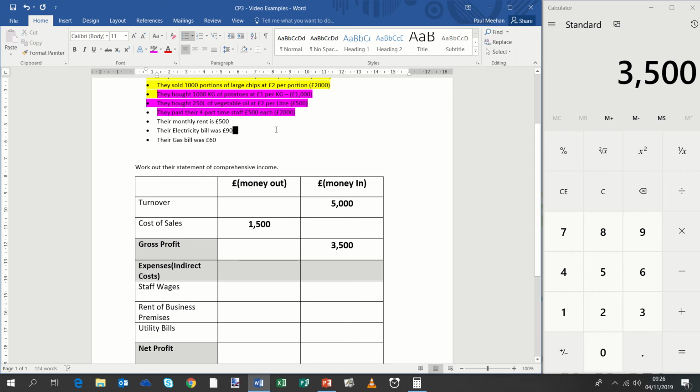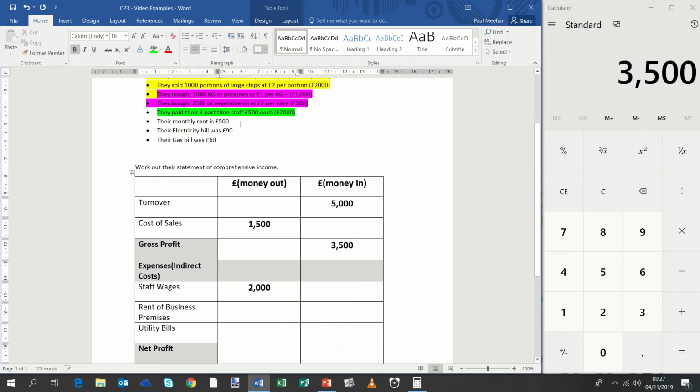Actually, I'll put the expenses in green so that each thing's a bit separate for you. Okay, so 4 part-time staff at £500 each, they get paid in total £2,000. So we put that in this left-hand column because it's money going out of the business, 2,000. Oh, and you don't have to put the pound signs in, by the way, because the pound signs are already in the column there, in the column heading.